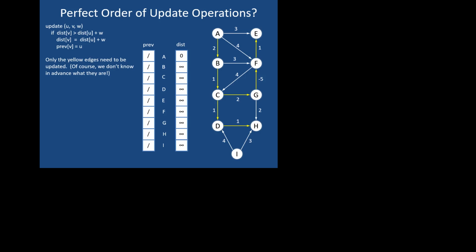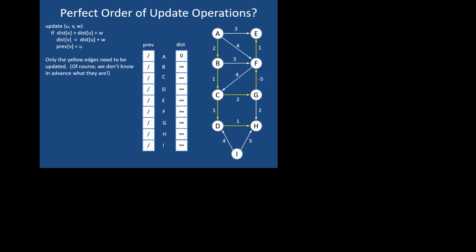So you start with the initial values here, and I tell you which edges you're ultimately going to find as the shortest path tree. In what order should you do the updates? Should you start by updating the edge from D to H? No, that wouldn't do anything because the distance to D and the distance to H are both infinity. What edge should you do first?